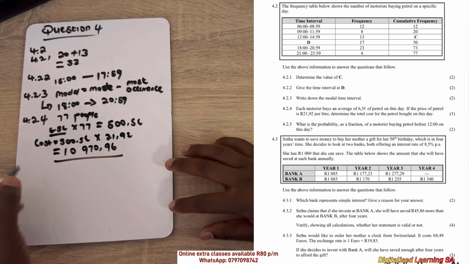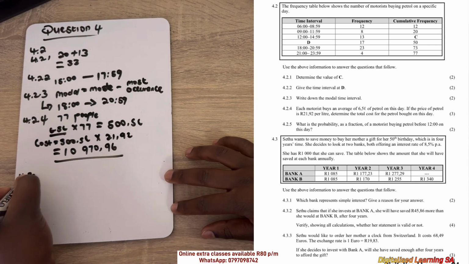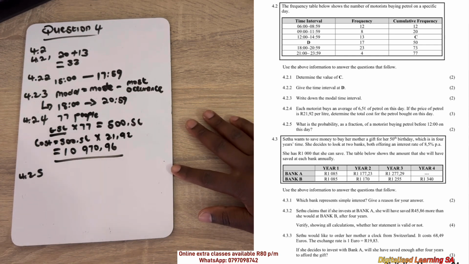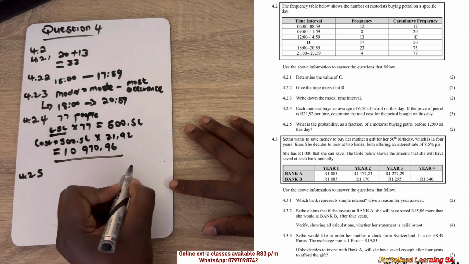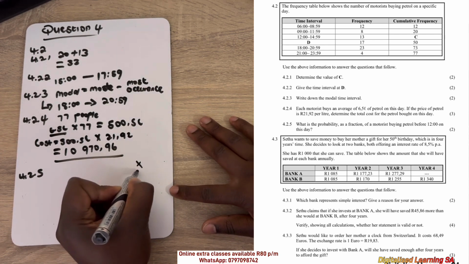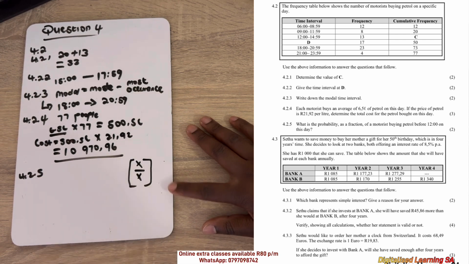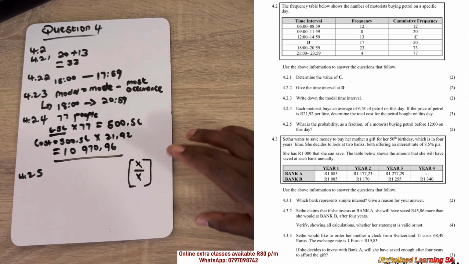And then now let's move to our last question for question 4.2. So our last question will be question 4.2.5. So question 4.2.5 says, what is the probability as a fraction? As a fraction means that our answer needs to be in this form. So this is a fraction.